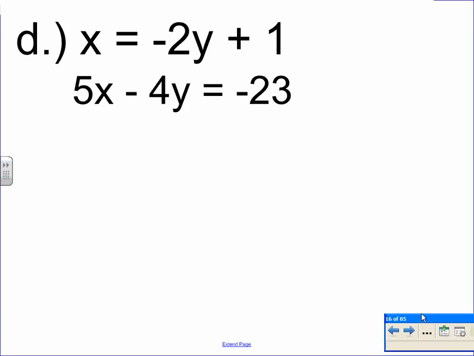Sam, did you find x? You have to have x and y. Your answer needs to be as an ordered pair. Awesome. All right. The answer here should be negative 3, 2.